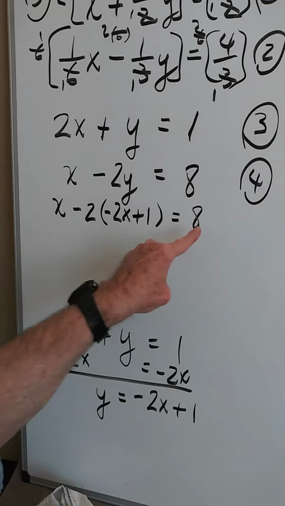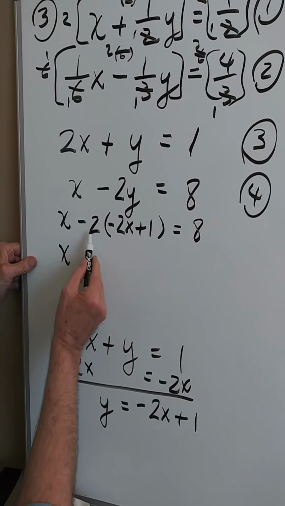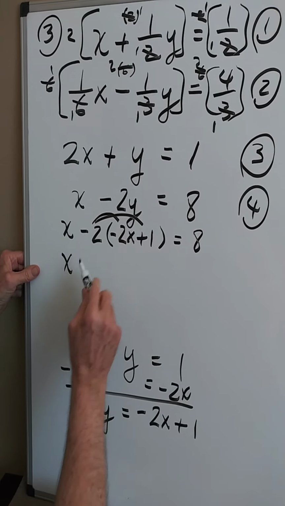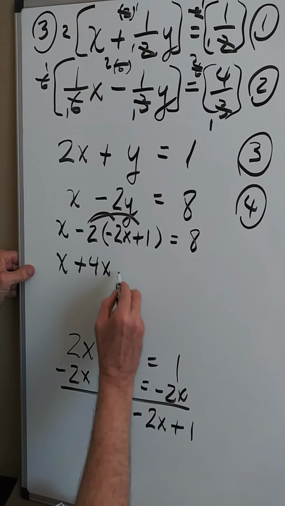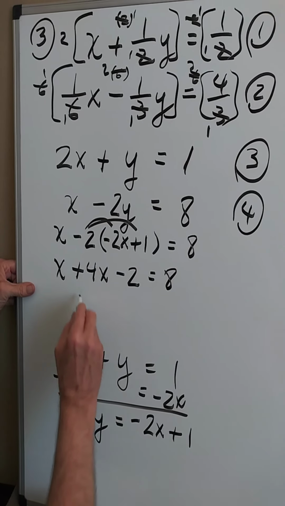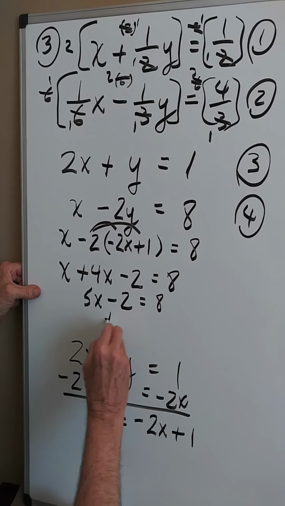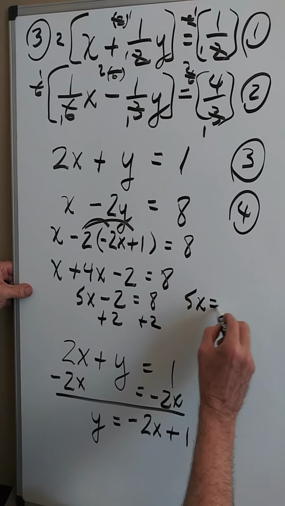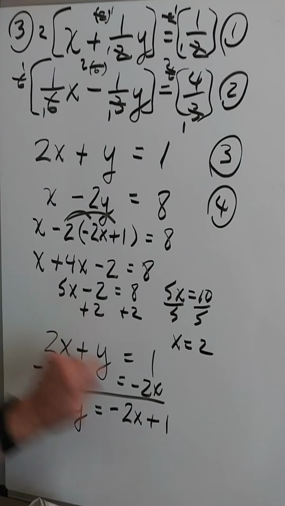Now let's solve this equation for x and we'll get our x value. Down. Use the distributive property. Negative times negative, positive. Negative times positive. Combine like terms. 5x minus 2 is equal to 8. Plus 2, plus 2. 5x is equal to 10. Divide by 5 on both sides, x is equal to 2.